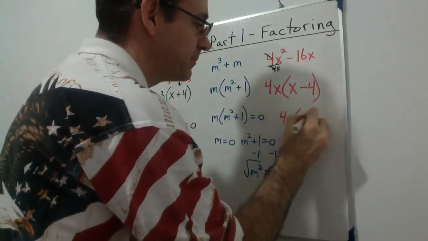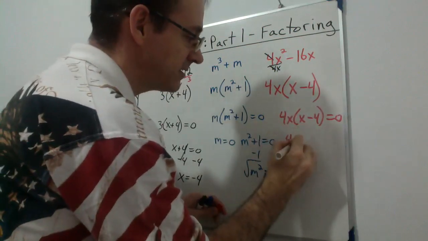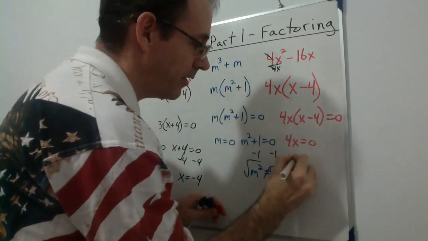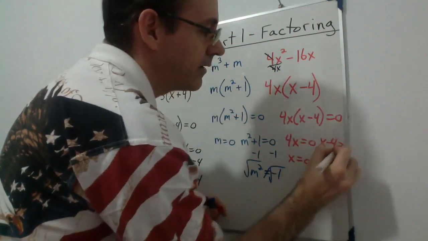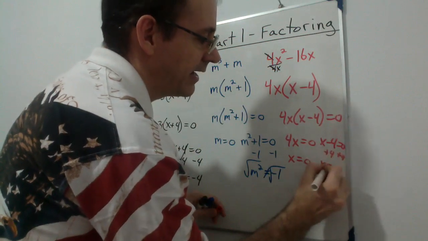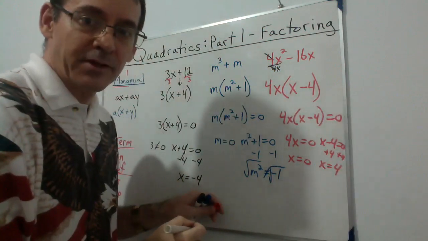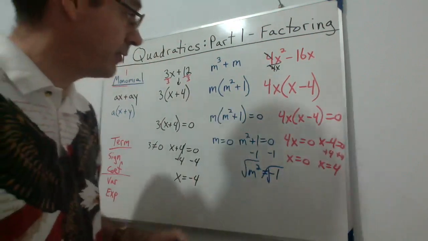4x times x minus 4 equals 0. So that means 4x can equal 0. Divide by 4, x can equal 0. Or x minus 4 can equal 0, plus 4 to both sides. X can equal 4. So you end up with 2 possible solutions with that one.